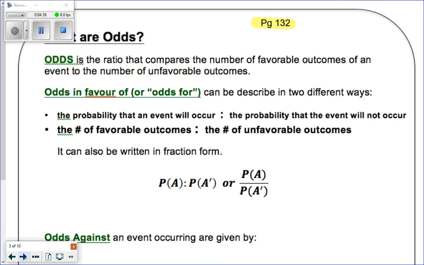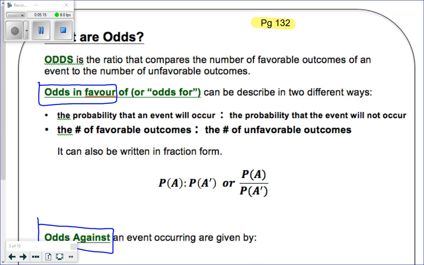Okay, odds. Page 132. Odds is the ratio that compares the number of favorable outcomes of an event to the number of unfavorable outcomes. This should be somewhere on page 132. Typically the way we write the answer, you're going to see two things. It's either going to say odds in favor or it's going to say odds against.